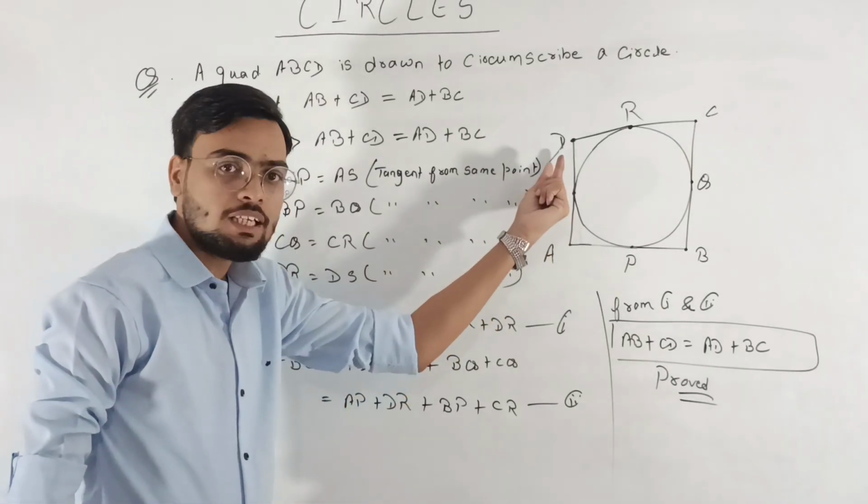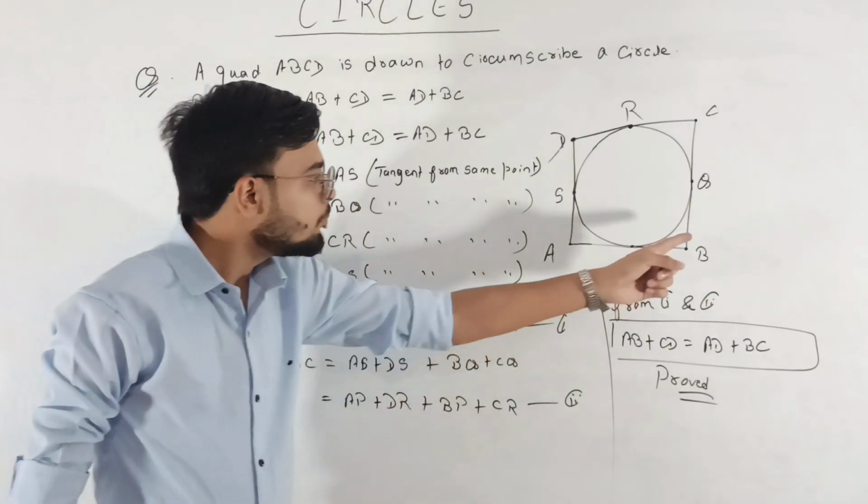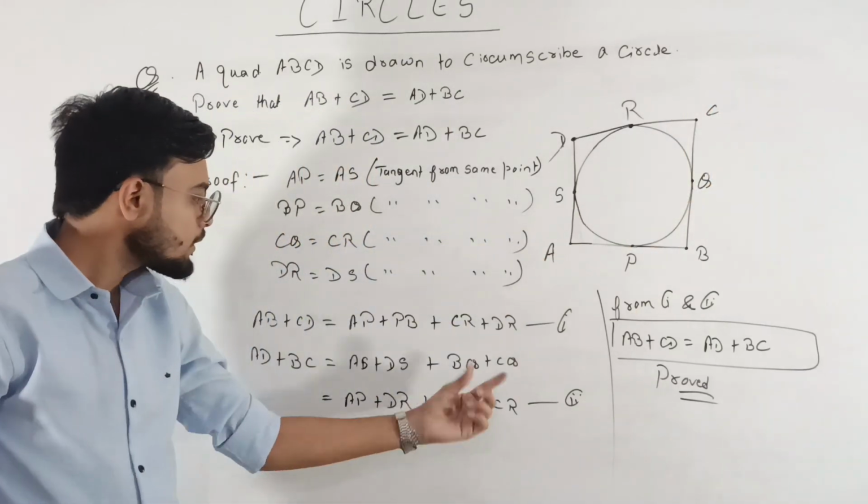AS plus DS is equal to AD. So in place of AD, I add AS plus DS. Now BC. If I add BQ and CQ, then I get BC. So I write here BQ plus CQ.